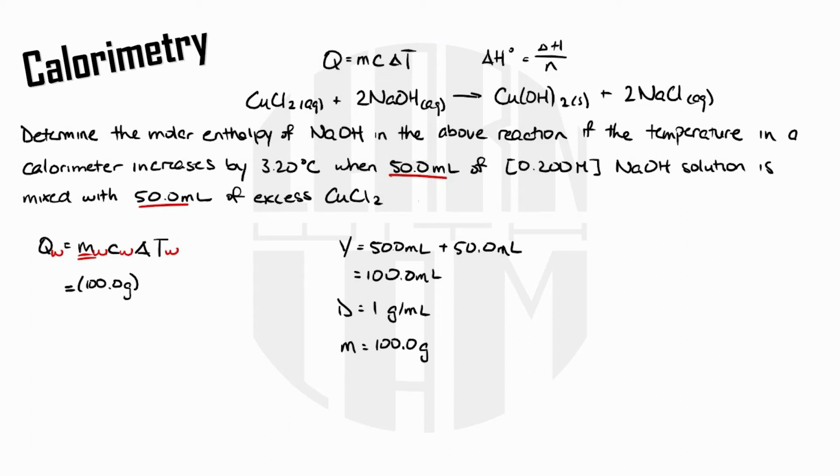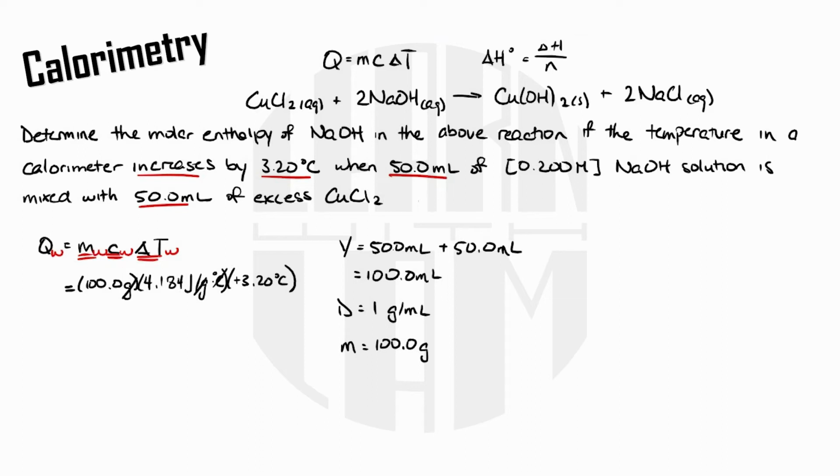From here, we look up specific heat capacity of water. Again, we're treating the sodium hydroxide and copper(II) chloride solutions as if they have the properties of water, so we don't want the specific heat capacity of either of those compounds. And the specific heat capacity of water is 4.184 joules per gram Celsius. As for temperature change, when a question refers to the temperature measured in the calorimeter, we're talking about the water. So we have positive 3.20 degrees Celsius.